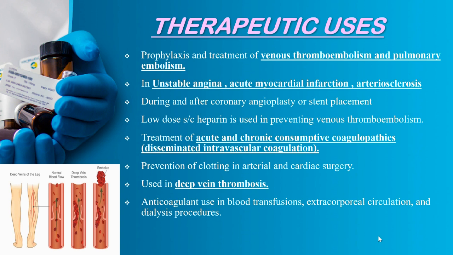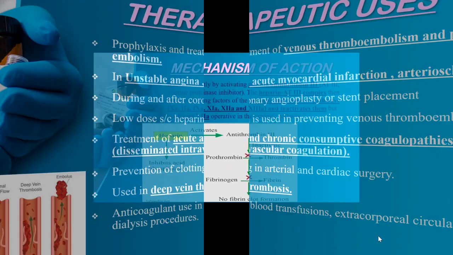It is also used in preventing clots in arterial and cardiac surgery. It is also used in deep vein thrombosis, which is also known as DVT, and it is a blood clot in a deep vein, which is usually present in the legs. So this is the image of deep vein thrombosis. Heparin is also used in blood transfusion, extracorporeal circulation, and dialysis procedures.